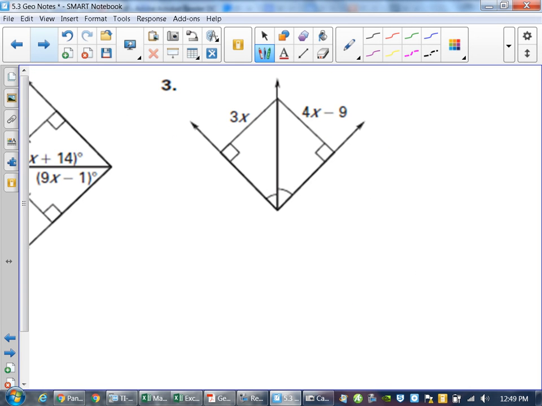In order for it to be on the angle bisector, the angle's been bisected. Are they perpendicular to the sides? Which means they have to be congruent. So what do you do algebraically? Set them equal to each other. This should take you about 30 seconds. Did you get 9?